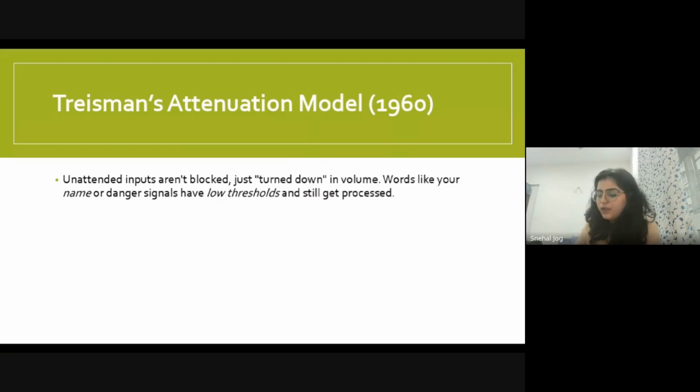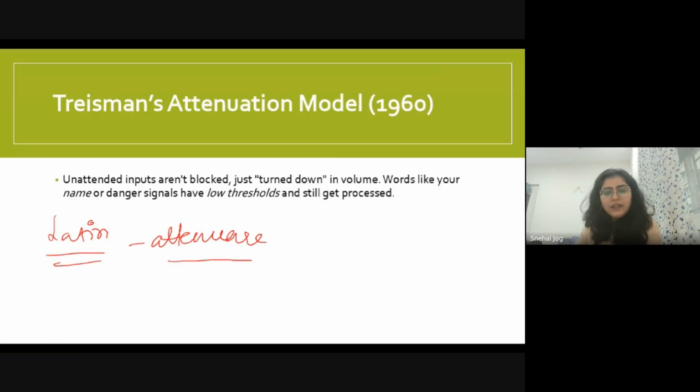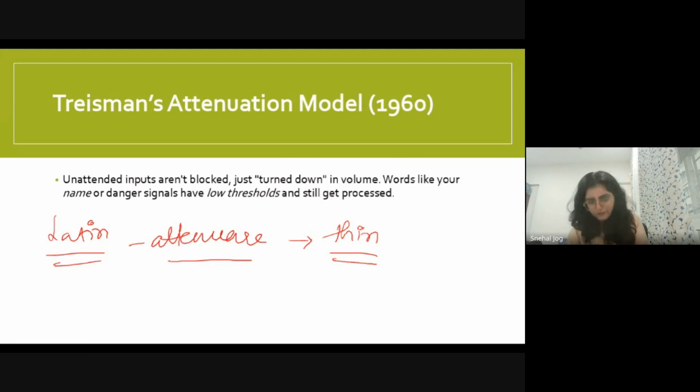It comes from a Latin word, attenuare, I don't know if I'm pronouncing it correctly, which basically means to make something thin. Okay, to make thin. So when I say to attenuate, it means to thin something out, to reduce its intensity, to make it less powerful.